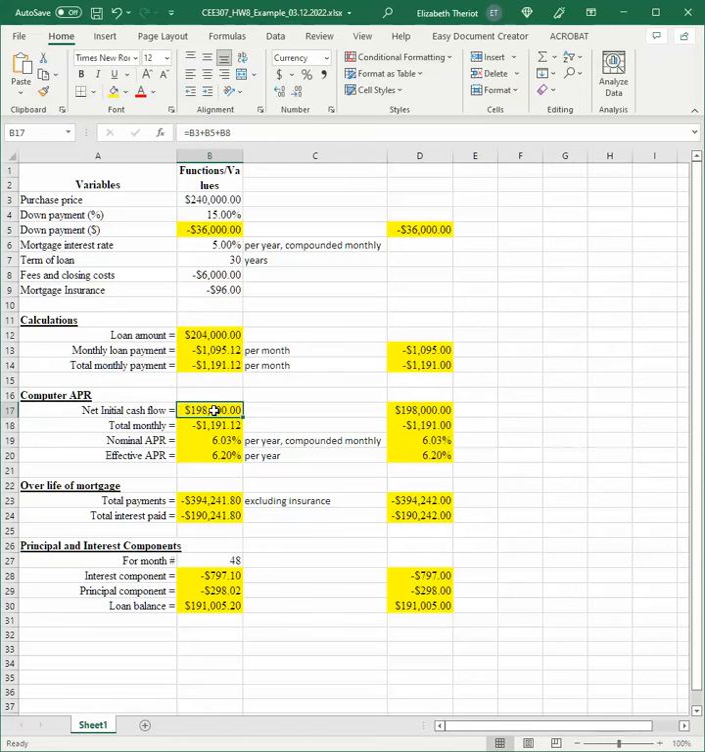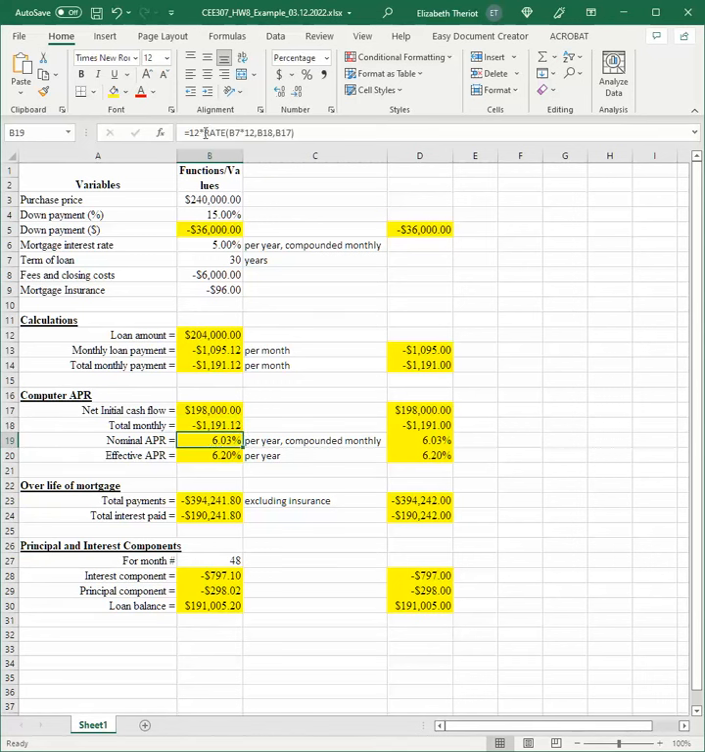Net initial cash flow is essentially just going to be your purchase price plus the down payment plus closing fees and costs, and that will equal $198,000. Total monthly is just taken directly from the total monthly payment over here.